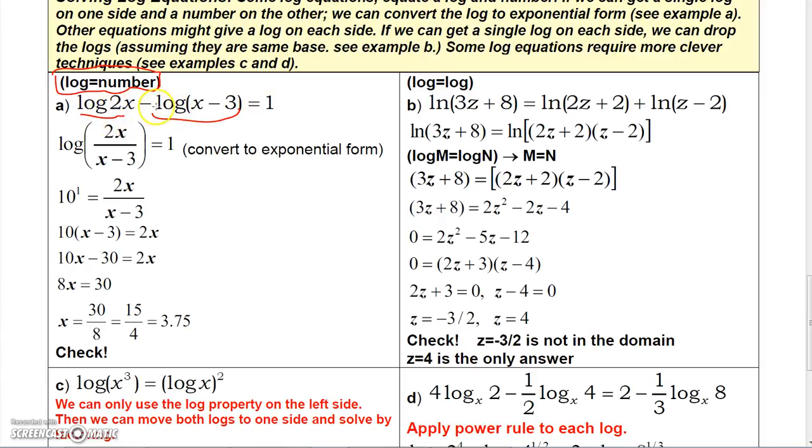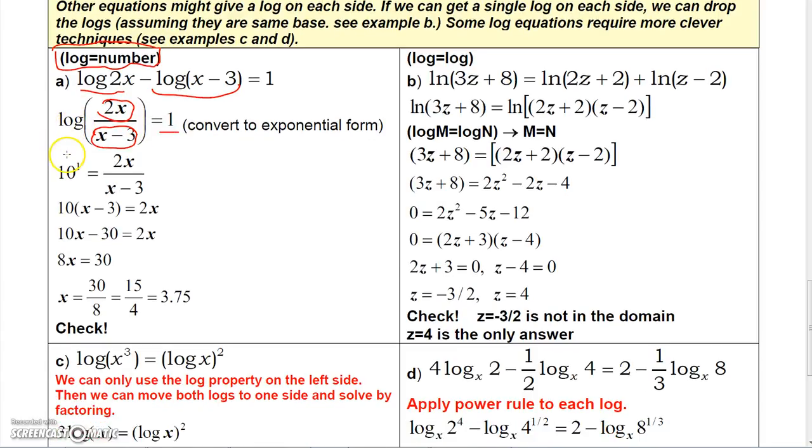Well, I can actually combine these logs into a single log using my log property. Remember, the log of m minus the log of n can be written as the log of m, which is 2x, over n, which is x minus 3. So I can write this as a single log, and then over here I have 1. Well, I can convert this to exponential form now, because remember there's an understood base of 10 here. So that would be 10 to the first power equals the argument, this.